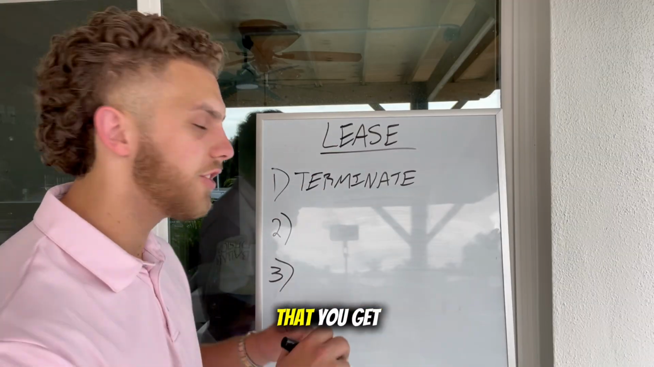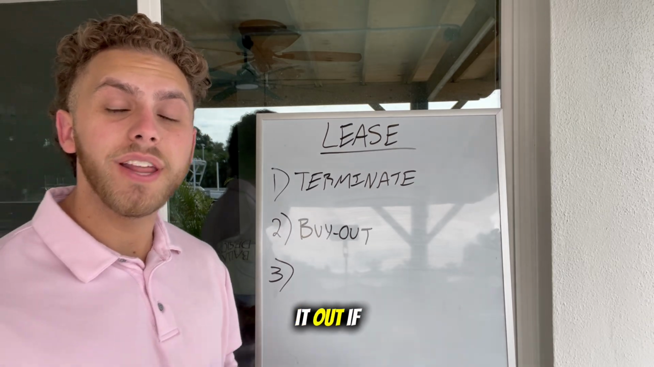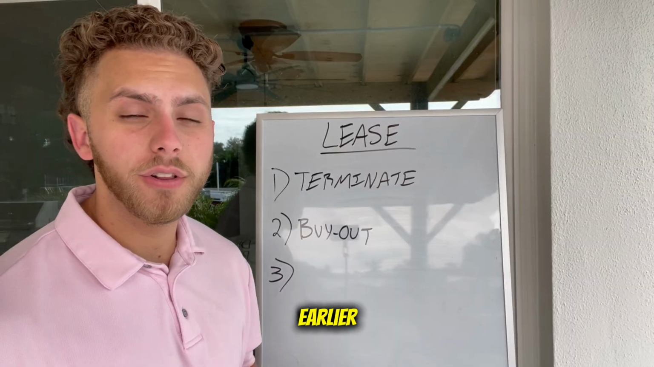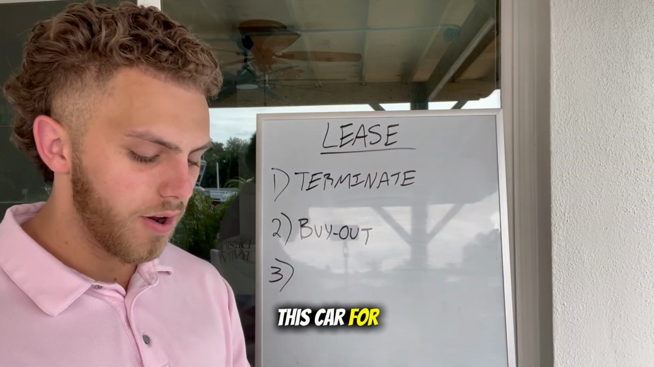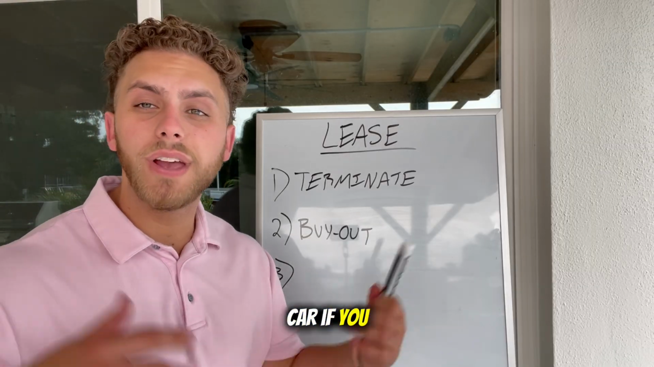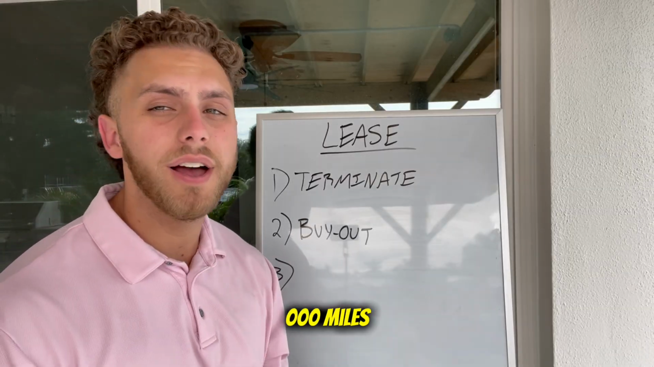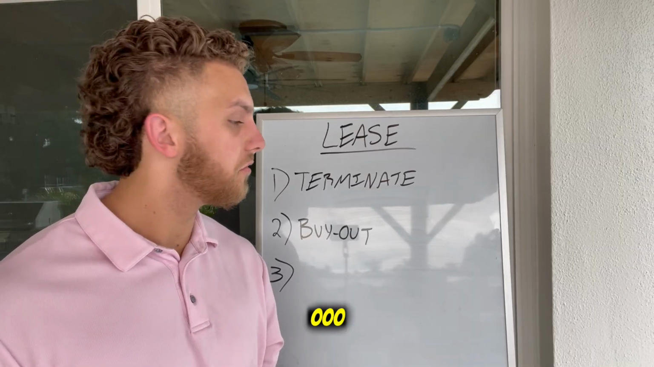The second one is you actually get to buy it out if you love it. So what does that mean? Remember that residual we talked about earlier, that $35,000? That's what you can actually buy this car for. It was preset when you signed the lease. So you can go buy this car if you absolutely love it. Let's say you've only put 5,000 miles a year on it, it's only got 15,000 miles, you couldn't imagine getting anything else. Buy it out for that $35,000 and you're done.